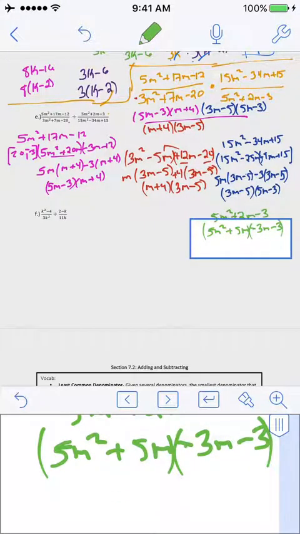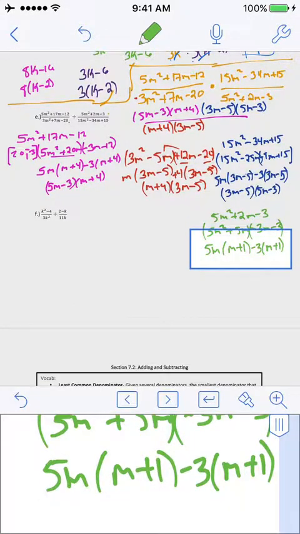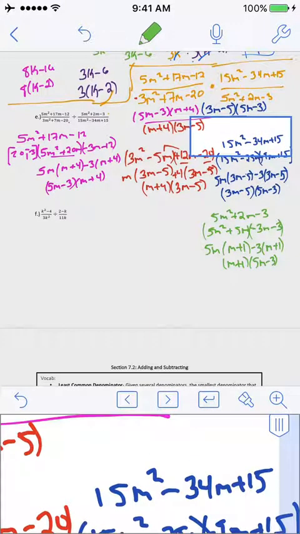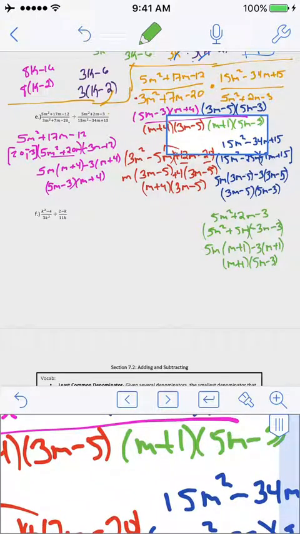Factor by grouping. Okay, these guys have a 5m in common. Left over with an m plus 1. These guys have a negative 3 in common. Left over m plus 1. So my factored form is m plus 1 and 5m minus 3. Alright, so down here on the bottom it'd be m plus 1 and 5m minus 3. 1, 2, 3, 4 polynomials completely factored.